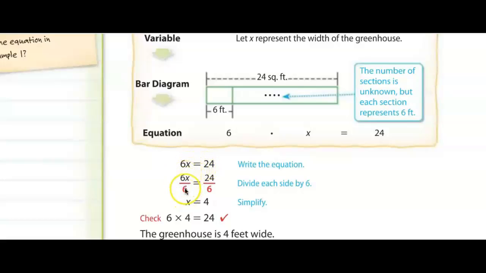So to get rid of the 6, we're going to divide it by 6, creating 6 over 6, which is equal to 1. And that leaves us with 1x. We don't have to write the 1, just x. And then we have 24 divided by 6. And the answer, of course, is 4. So 6 times 4 is 24. That is correct. So that is how we can use division to solve algebraic equations.